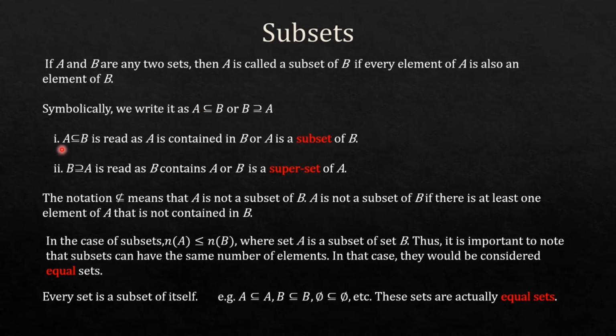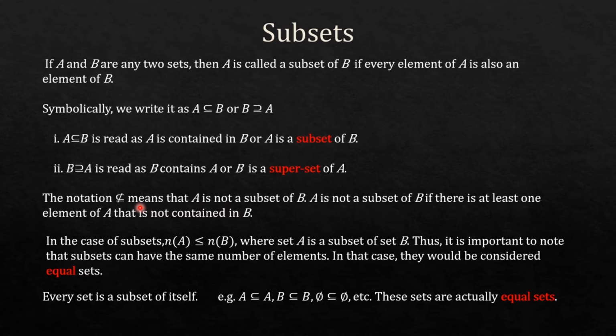In the first one, A symbol B is read as A is contained in B, or A is a subset of B. And this symbol is read as B contains A, or B is a superset of A. The notation written here means that A is not a subset of B.